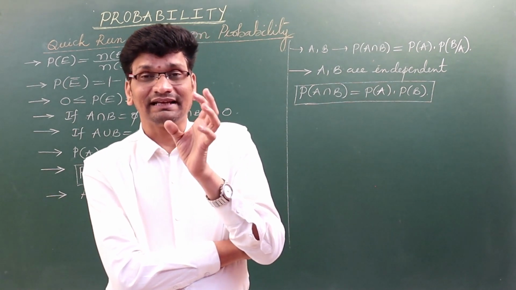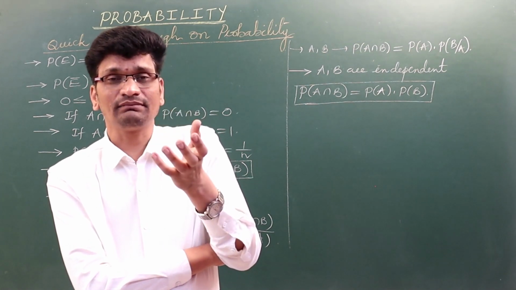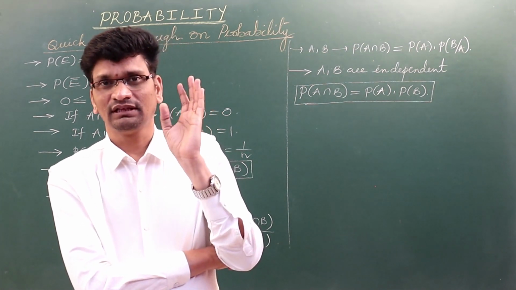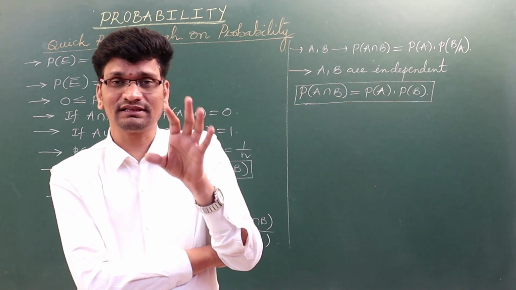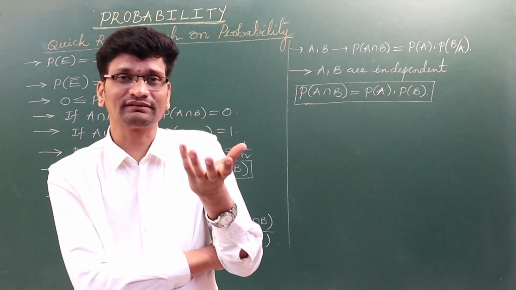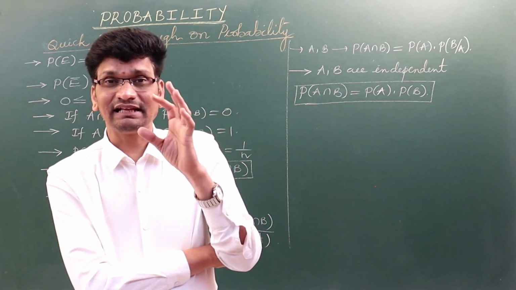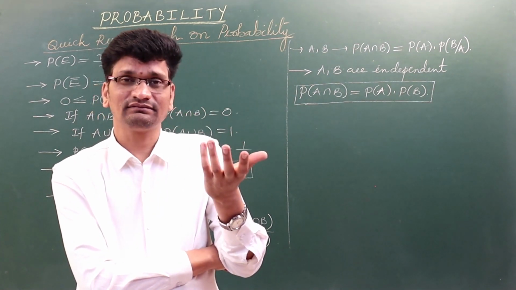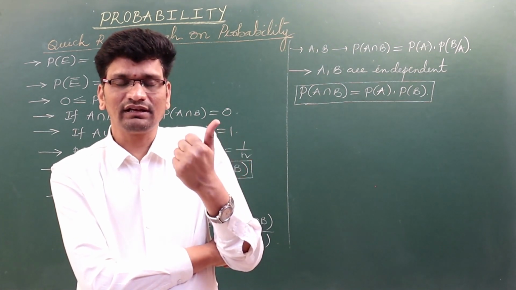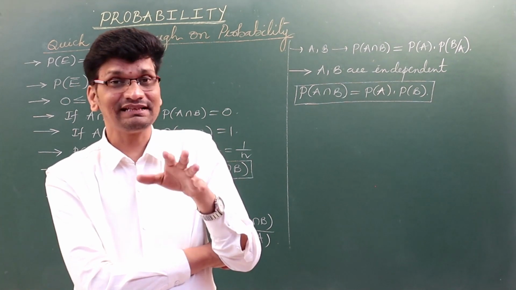Okay, so getting a job by two individuals is independent. Writing the examination by two individuals is independent. Getting the scholarship by two persons is independent. Winning the game by two persons is independent. Winning the race by three horses is independent. Because according to their own talent they may win the game or lose the game. So that is the reason.